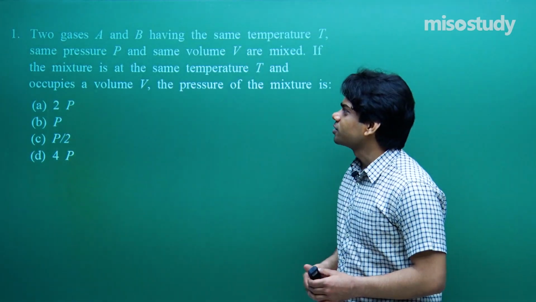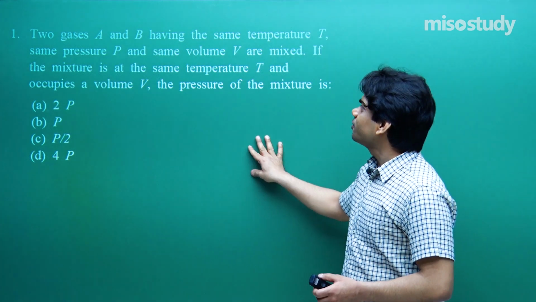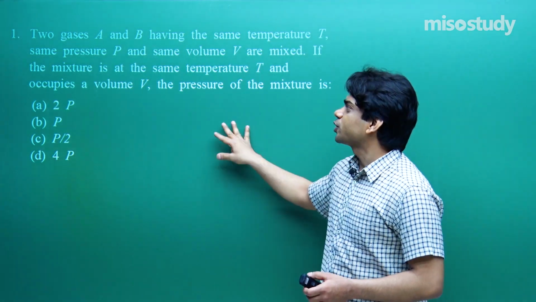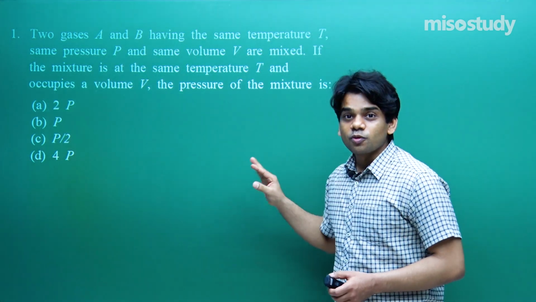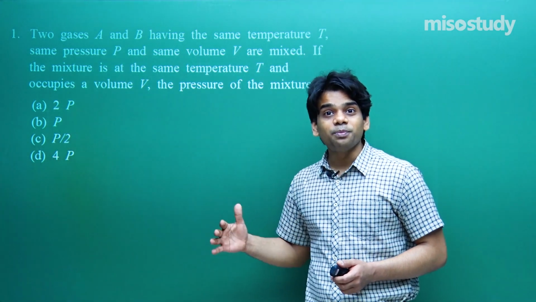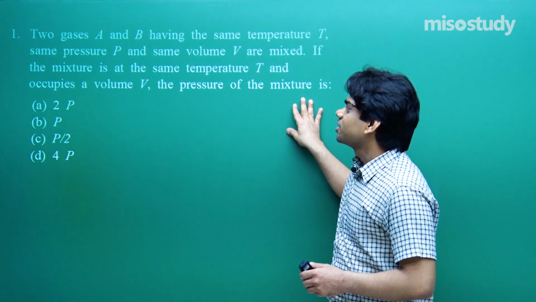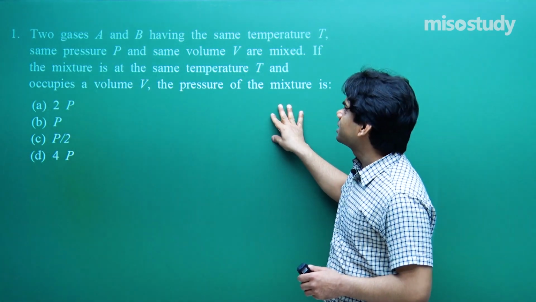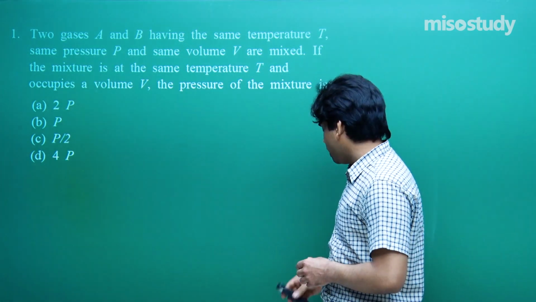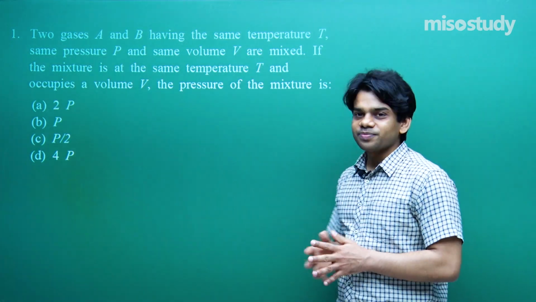First, two gases A and B having the same temperature T, same pressure P and same volume V. So we got two gases which have same pressure P, same volume V and same temperature T are mixed. If the mixture is at the same temperature T and occupies a volume V, the pressure of the mixture is.